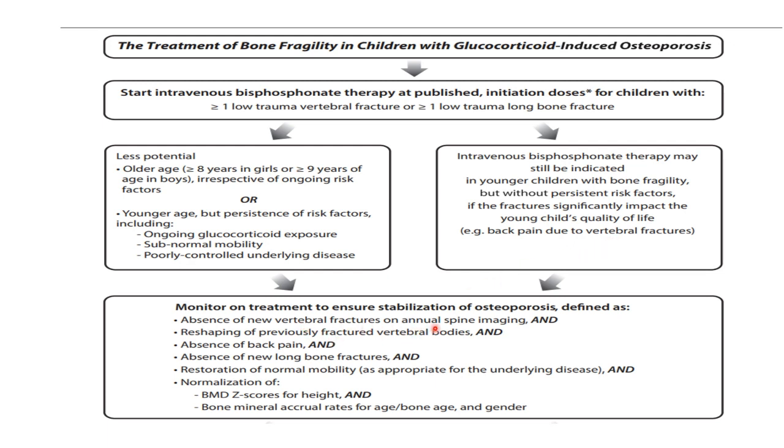Monitor on treatment to ensure the stabilization of osteoporosis, which is defined as absence of new vertebral fractures on annual spine imaging, reshaping of previous fractured vertebral bodies, and absence of back pain, absence of new long bone fractures, restoration of the normal mobility, normalization of the BMD Z scores for height, and bone mineral accrual rates for age and bone age and gender also needs to be checked.